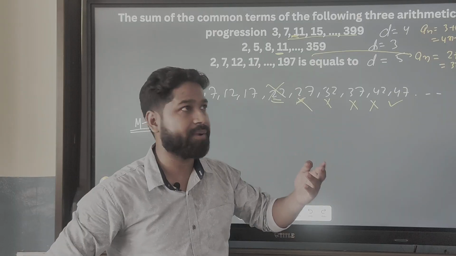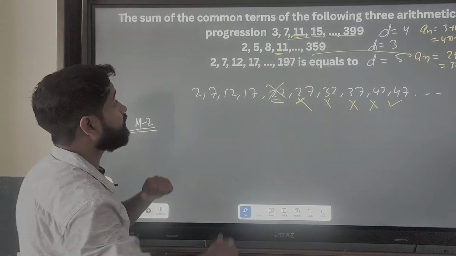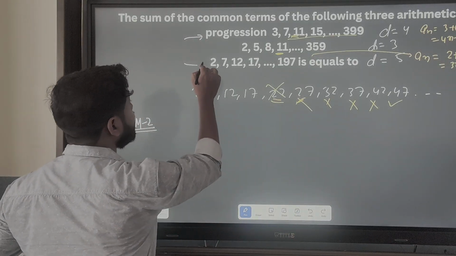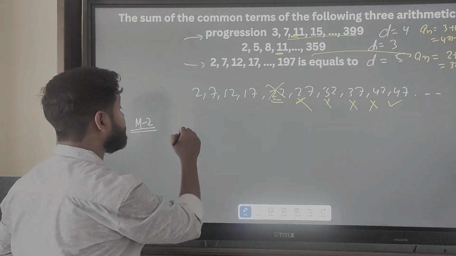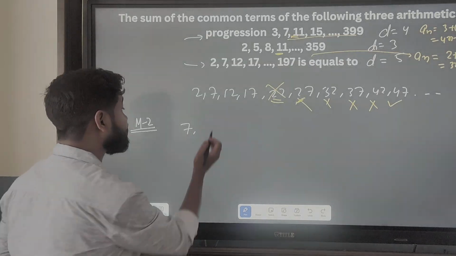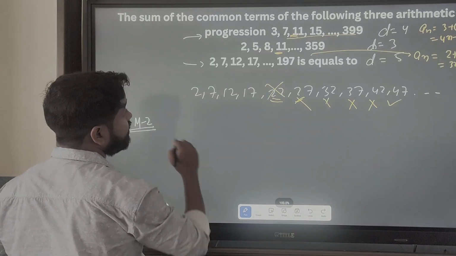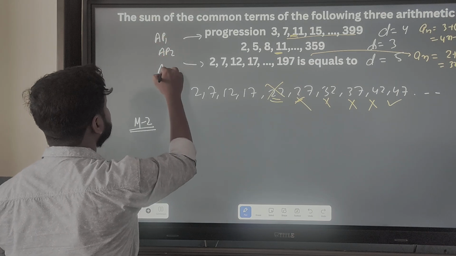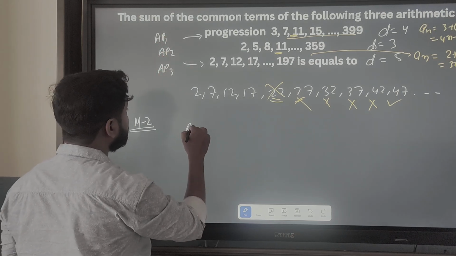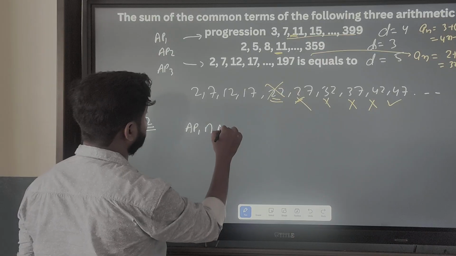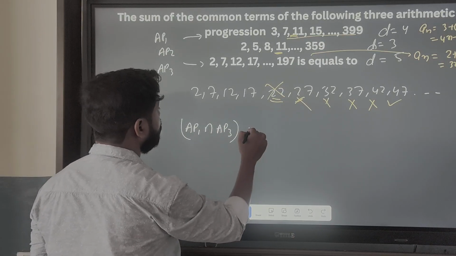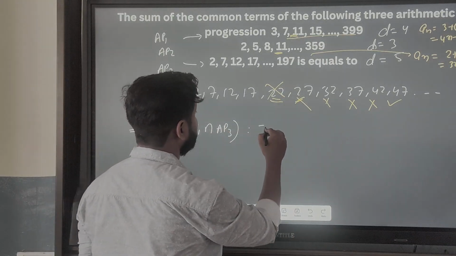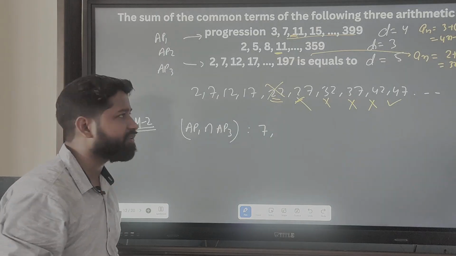The ones that are increasing faster. If I ask you which APs are increasing faster, sir? These two. Is there anything common in them? Yes sir, 7. 7 is common. Let's give them names. This is our AP1, this is AP2, and this one is AP3. I'm asking the common terms of AP1 and AP3. What all terms are common, sir? 7. And we know how to find the common difference, right?